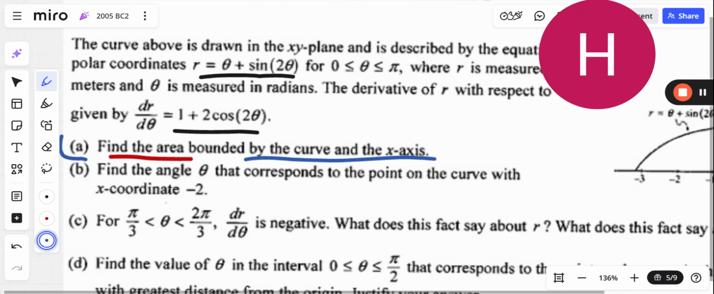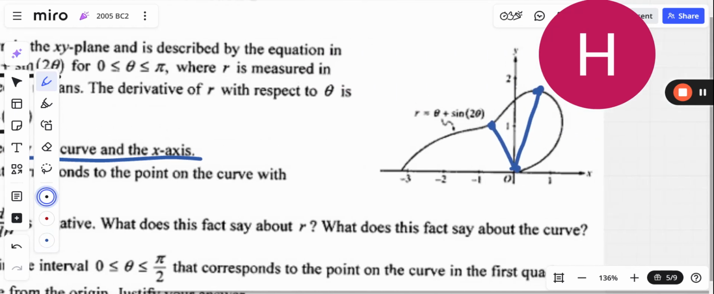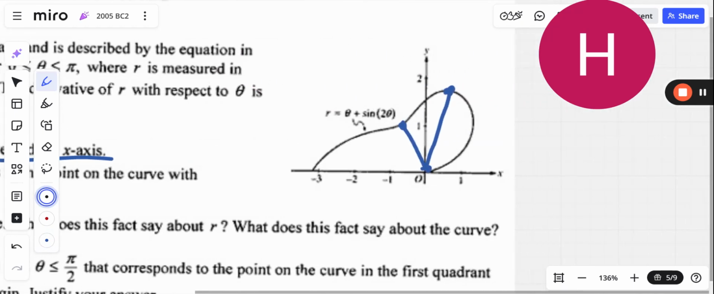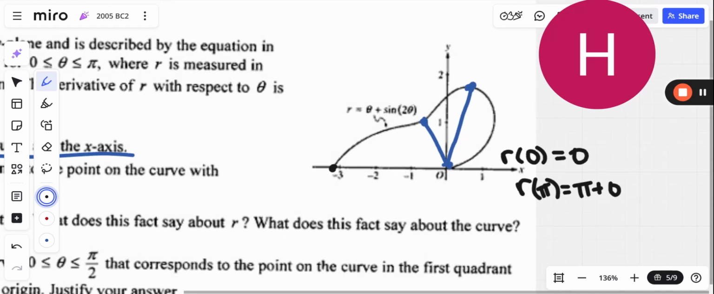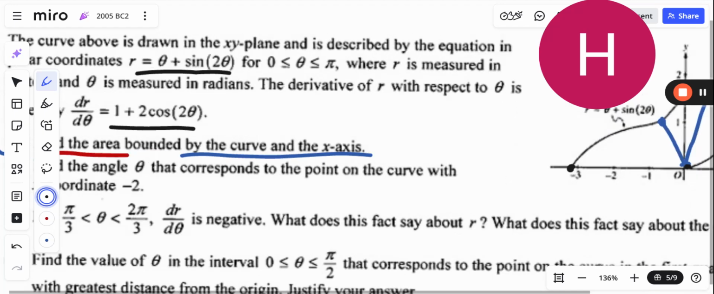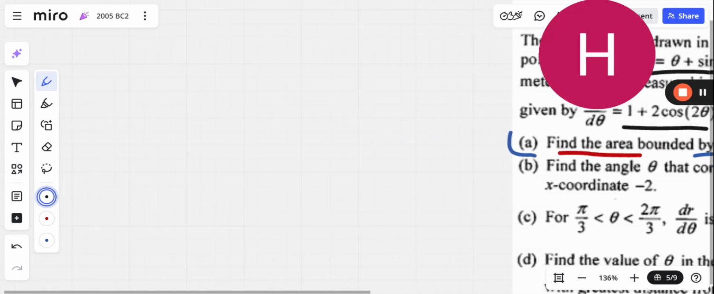So we can be confident that this whole region goes from 0 to pi, just to make sure. r of 0 is just 0 plus sine of 0, so 0. And then r of pi is going to be pi plus sine of 2 pi, which is just pi. So it makes sense that the r value is pi. All right, so yeah, I can be confident now that this entire space is covered from theta equals 0 to theta equals pi. So let's use the formula for the area.